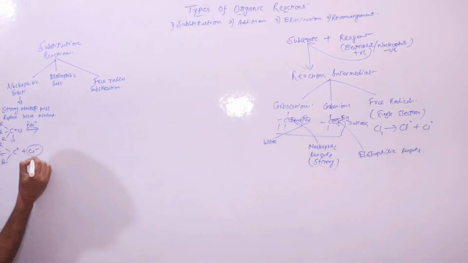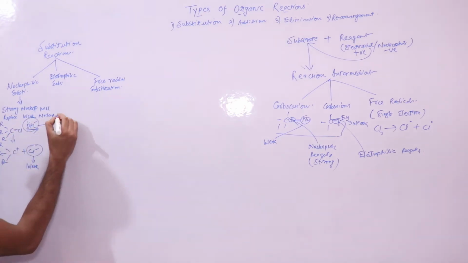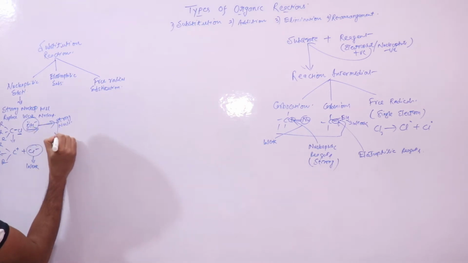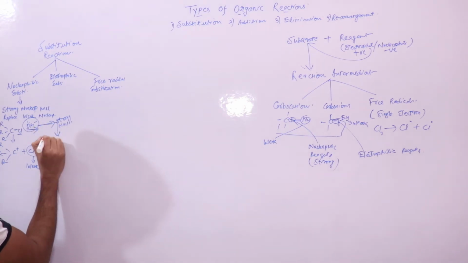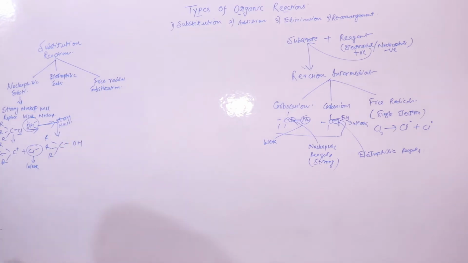So this is your weak nucleophile here, and this attacking nucleophile is a strong nucleophile. Now this strong nucleophile will attack and replace this weak nucleophile, resulting in the formation of the product.